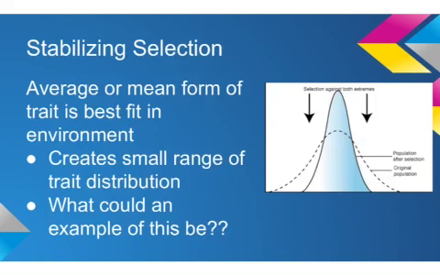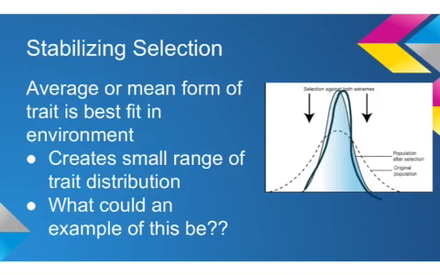Now, stabilizing selection is when the average or mean form of trait is actually the best fit in the environment. This creates a small range of actual trait distribution. So we could, I'm not going to give you an example here because I want you to try and think of something, but here's our bell curve distribution.